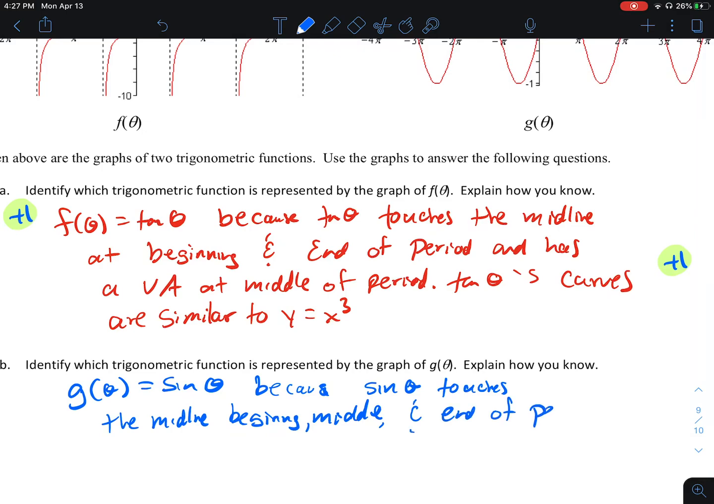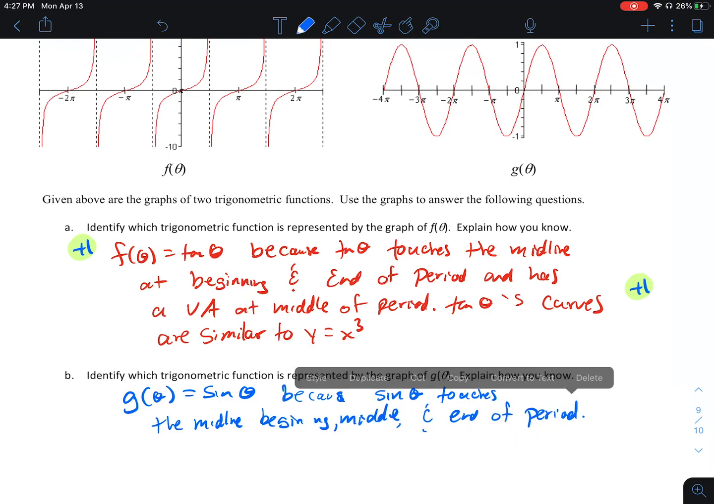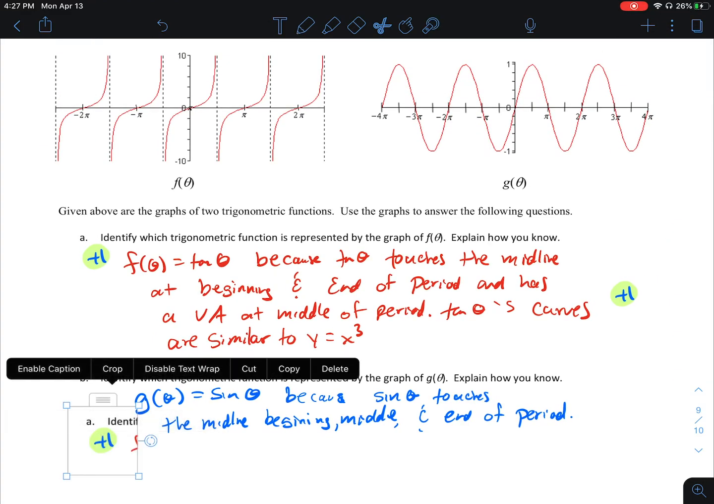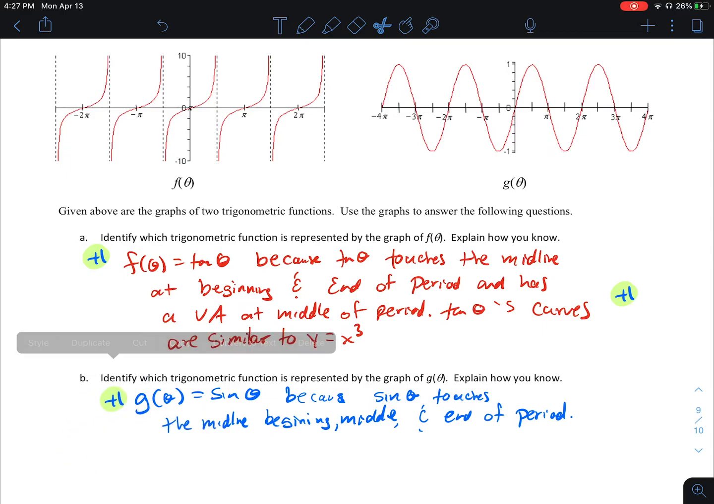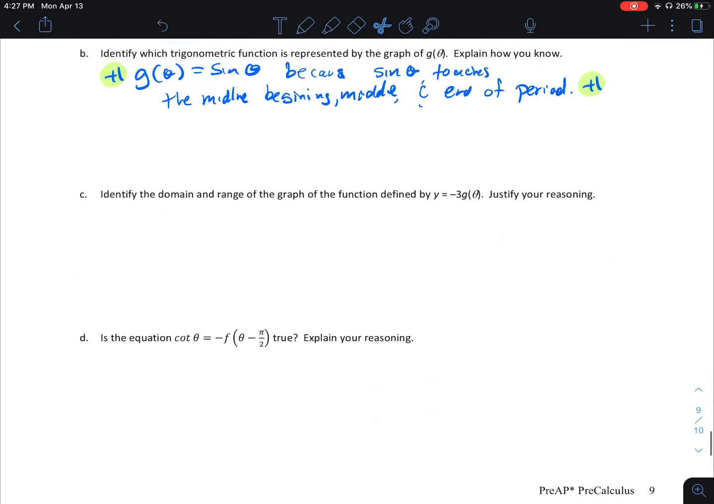I mean, really, I'm just choosing between this and cosine. At this point, if you don't know the difference between the main graphs, this one's either sine or cosine, you've got big problems. So as far as points go, you get a point for saying that it's sine, and then you get a point for some type of an explanation that makes sense.